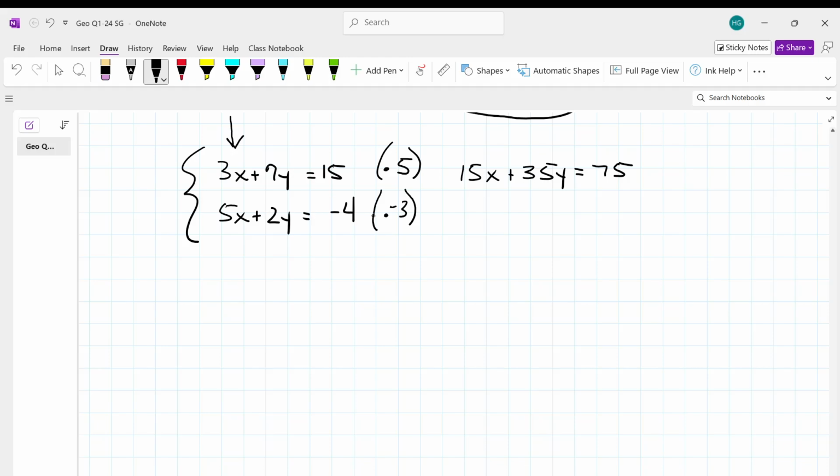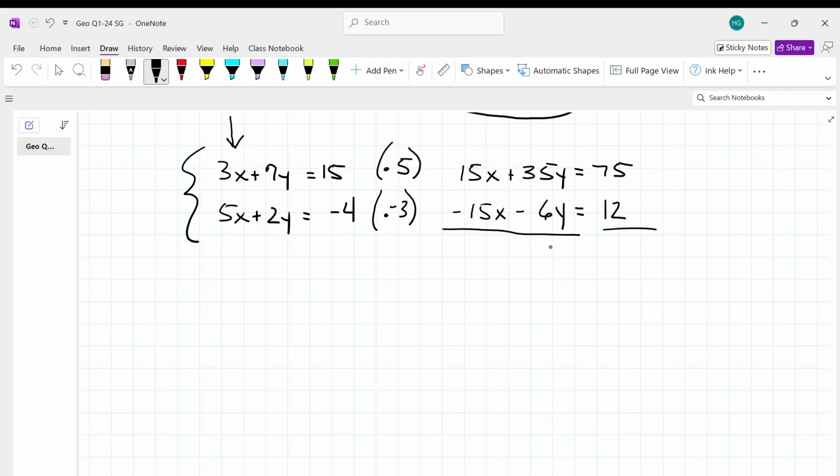So 5x times negative 3 is negative 15x. 2y times negative 3 is negative 6y. And negative 4 times negative 3 is positive 12. So the 15x's cancel each other out now. Now I'm going to combine the equations. The 15x's cancel.